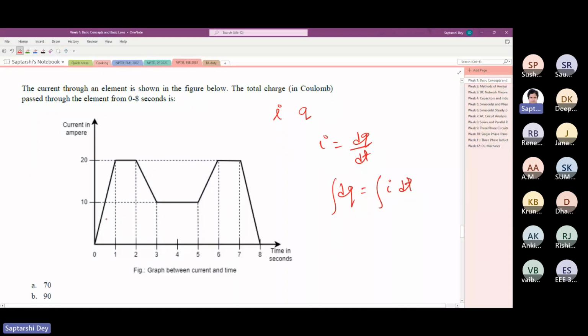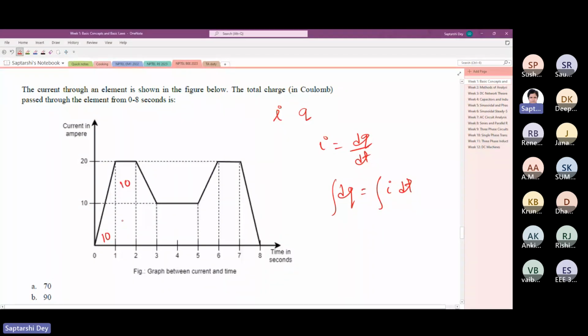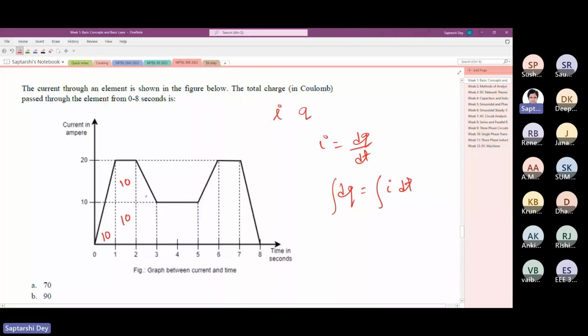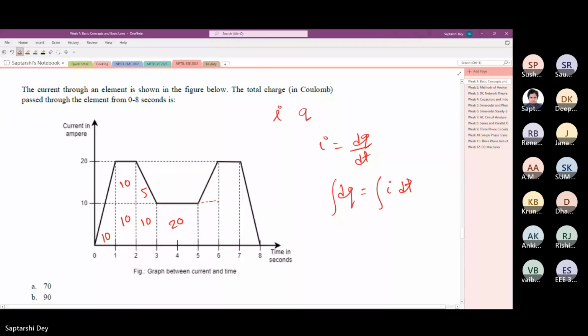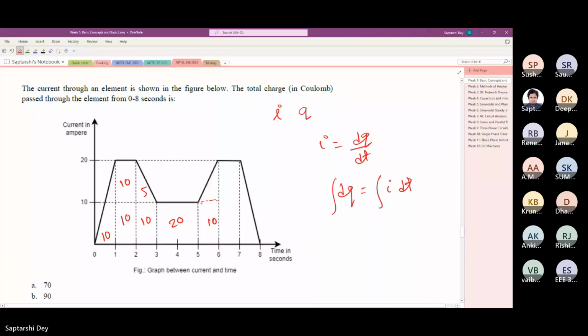So 20 into 1, so this triangle is 10. This is how much? 10 into 1, so 10. 10 into 1 is 5. Again 10. Make a difference. 10. Again 10. Right? Anything wrong? Did I make a mistake anywhere?